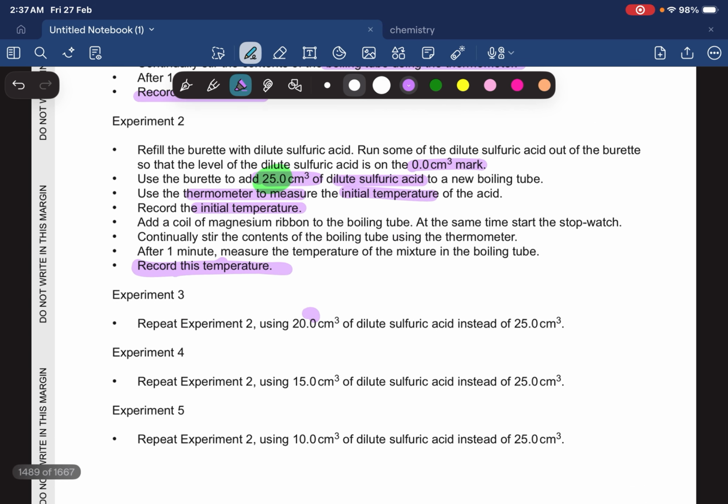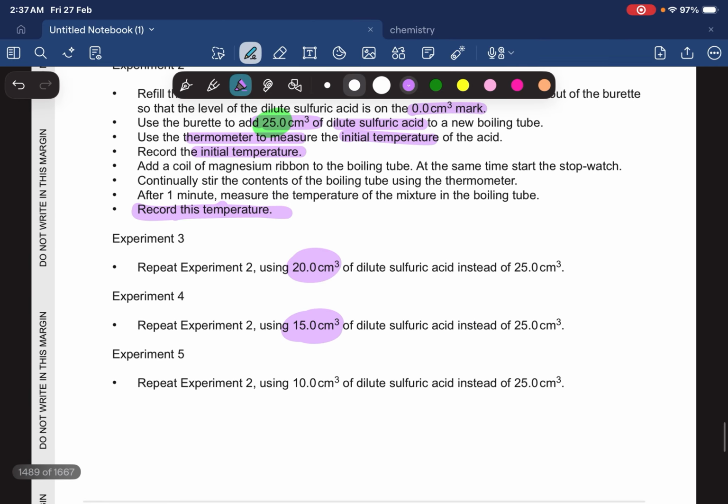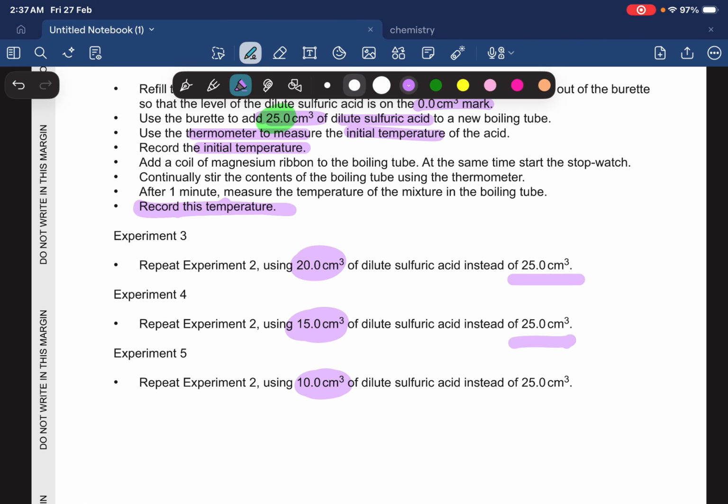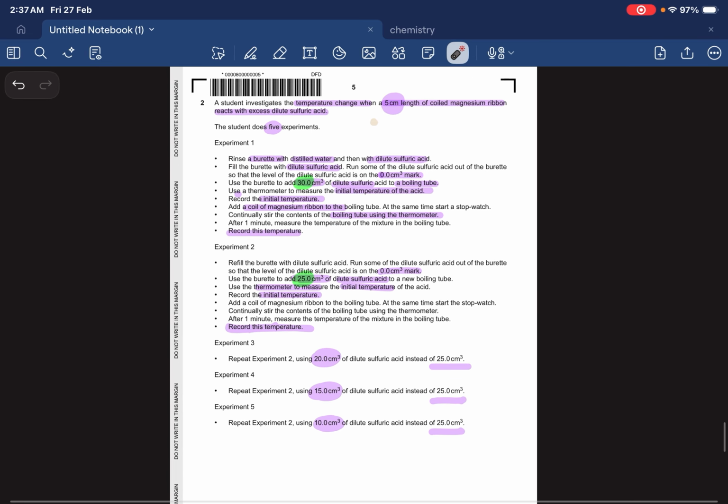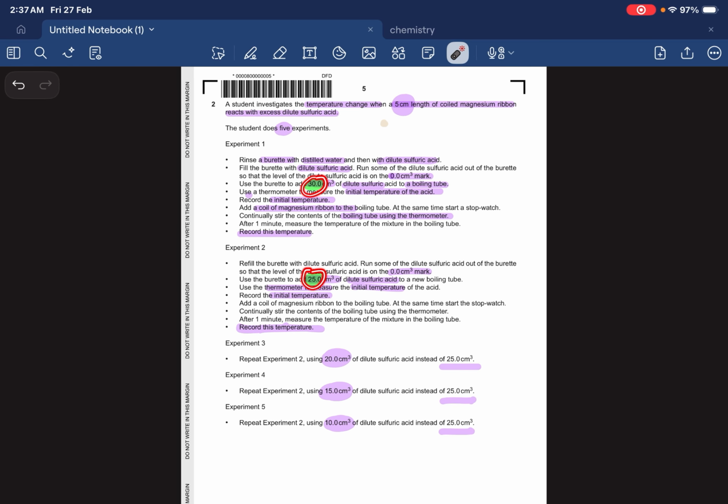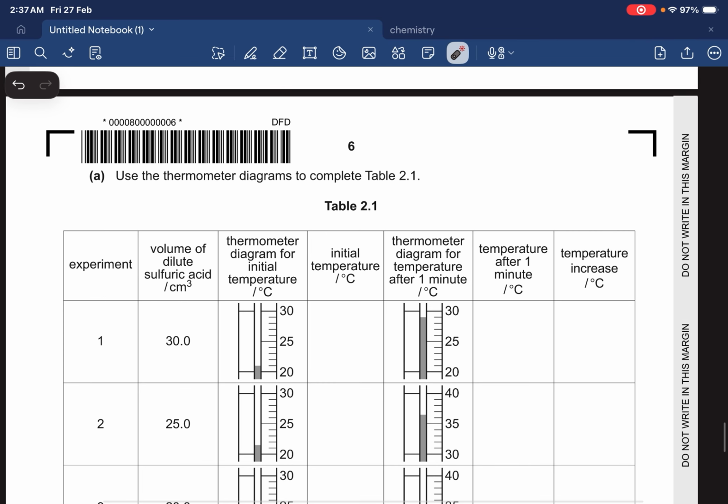Experiment 3, we're using 20 cm³. Then experiment 4, we're using 15 cm³ of acid. And experiment 5, we're using 10 cm³ of acid, instead of 25. Okay, so that's what we're doing, changing the amount of our acid in each successive experiment. Use the thermometer diagrams to complete table 2.1.